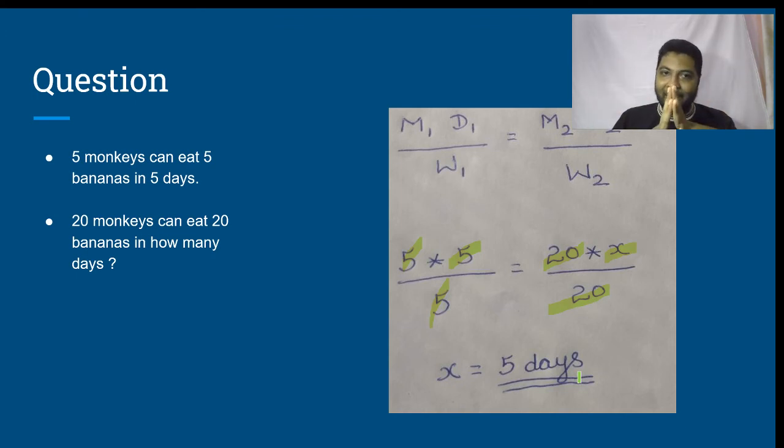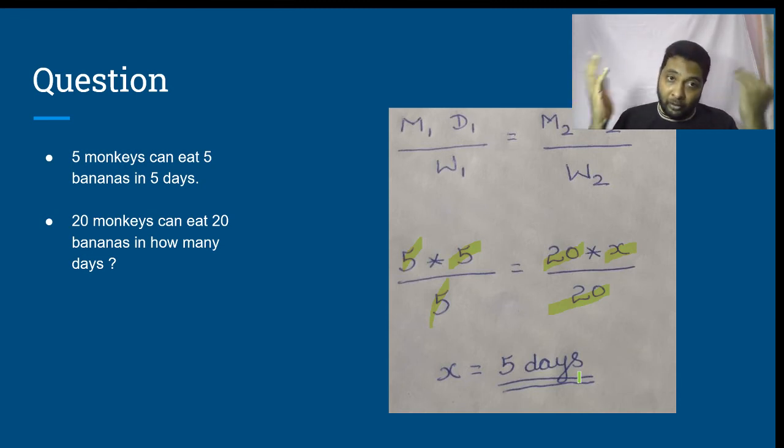Right? Is that clear? Another way of thinking quickly: 5 monkeys can eat 5 bananas in 5 days. Means 5 monkeys have eaten 5 bananas, which means 1 monkey has eaten 1 banana. In how much time? In 5 days. One monkey can eat one banana in 5 days. So 20 monkeys can eat 20 bananas in 5 days.